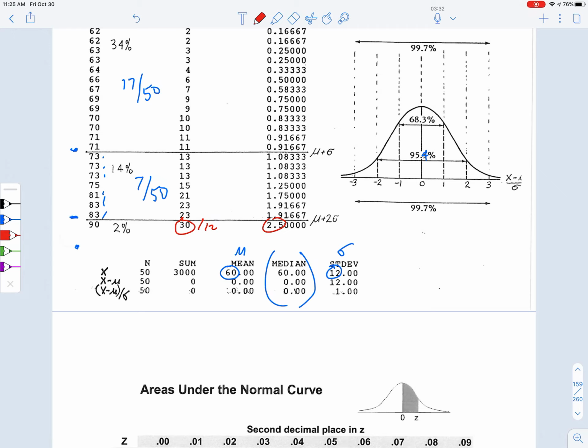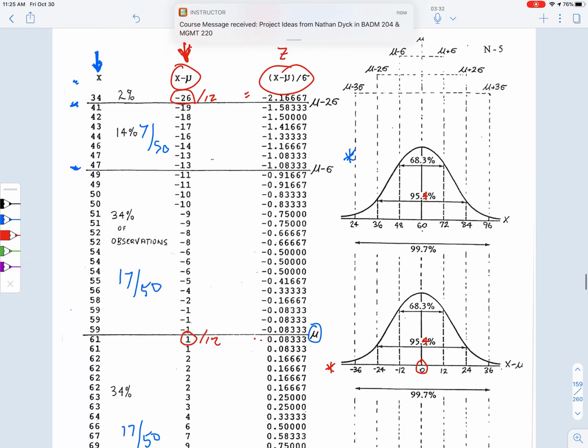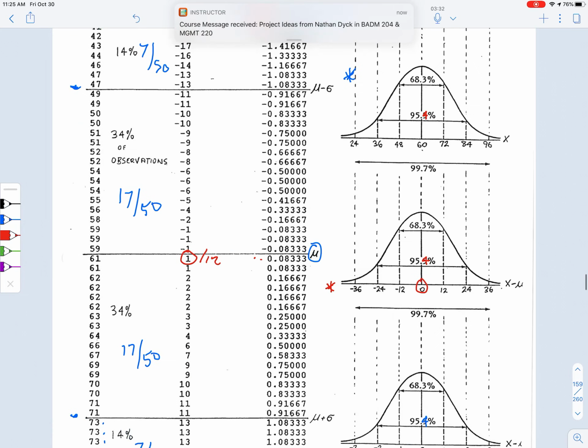And then down at the very bottom here, if we took 30 and divided that by 12, we would get 2.5. Now that 2.5 means that 90 is 2.5 standard deviations above the mean. And if you go back to the original up at the top here, you would see that 90 would be right in here. So I'm in the upper right here. And so we've got 1 standard deviation takes us to 72.